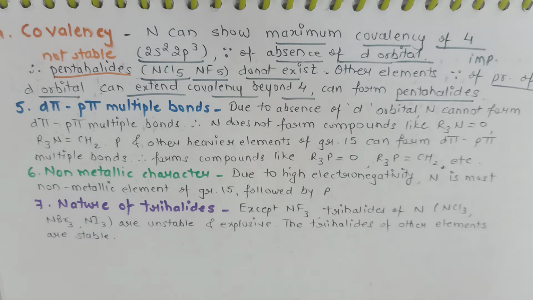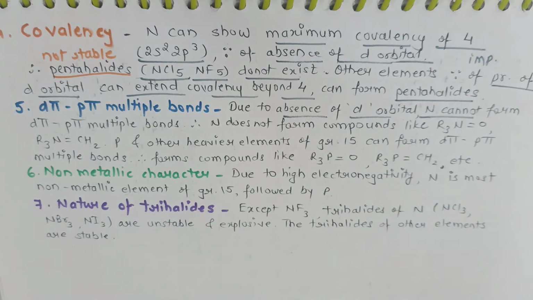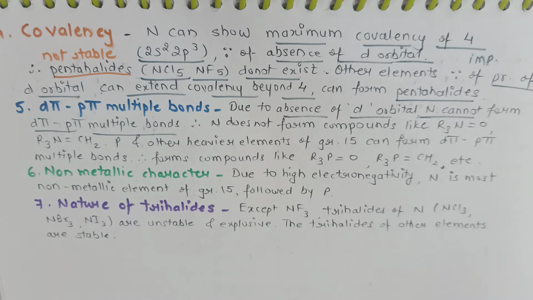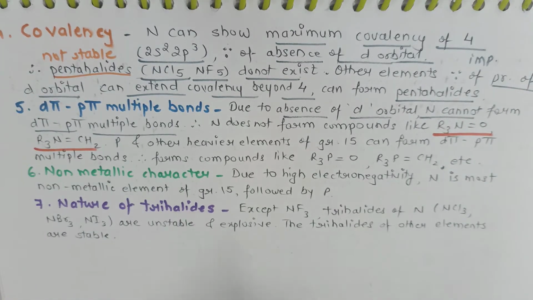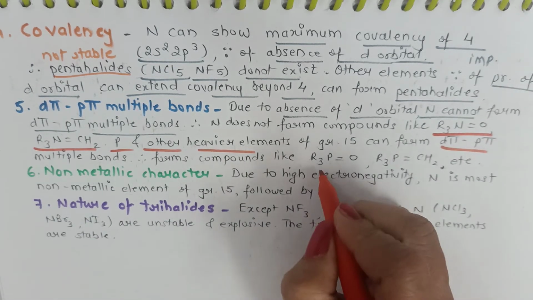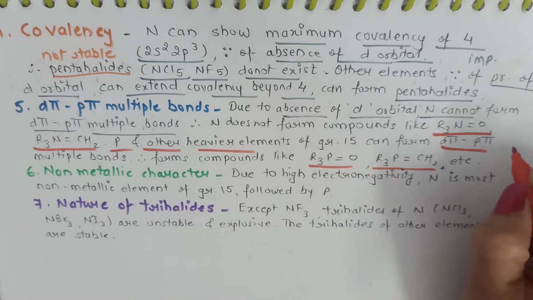Moving on to the next one, d pi p pi multiple bond. That means nitrogen cannot overlap with other vacant d orbitals. Due to the absence of d orbitals in nitrogen itself, it cannot form d pi p pi multiple bonds. It will result in the consequence that nitrogen cannot form complexes like R3N=O or R3N=CH2. Now R can be any alkyl group. On the other hand, other heavy elements like phosphorus in group 15 can undergo d pi p pi bonding, and therefore they can easily form compounds like R3P=O or R3P=CH2.